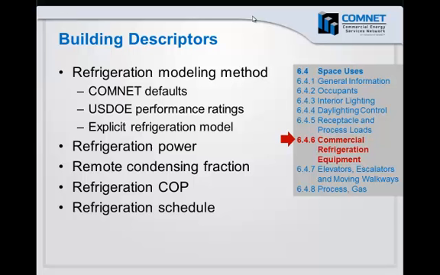When you get past the modeling method, then refrigeration power would be the input with either method 1 or 2. This would be the total watts of refrigeration. The refrigeration schedule, for the most part, would be assumed to be just 24/7 times 52 weeks. And then in some cases, there's an input called remote condensing fraction, which I'll cover in a little more detail in a moment, and the refrigeration COP.